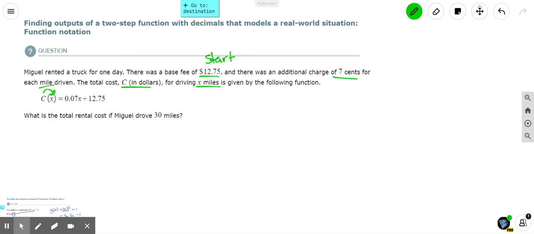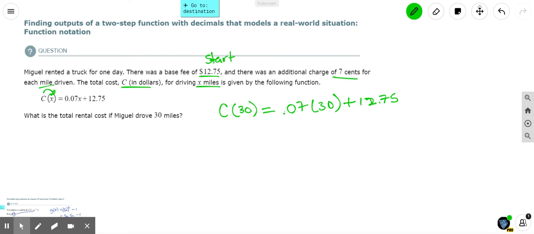It says, what is the total rental cost if Miguel drove 30 miles? Well, that's basically just C of 30. They're just asking you to plug it in. That's all. So you go 0.07 times 30 plus 12.75. And if you haven't realized this, they give you problems that are easy enough to do by hand. Okay, but let's just go 0.07 times 30.